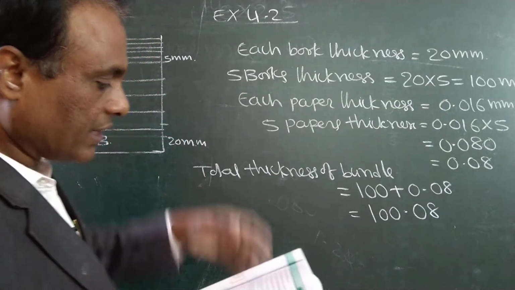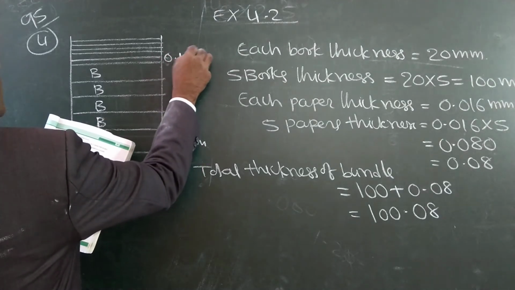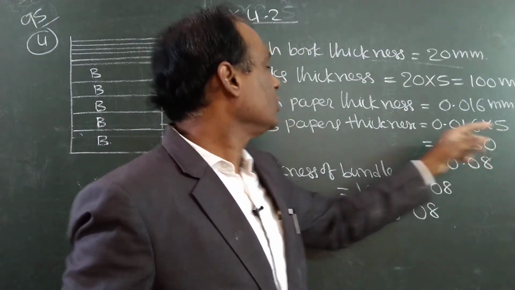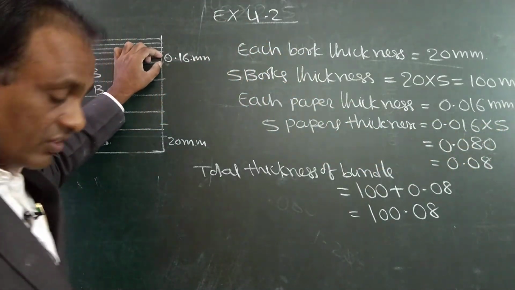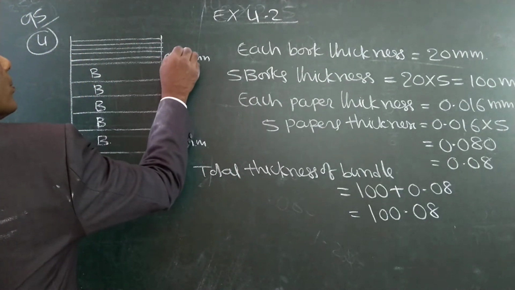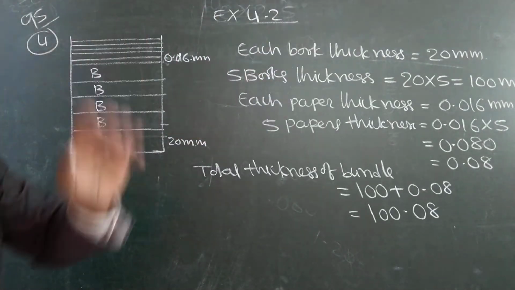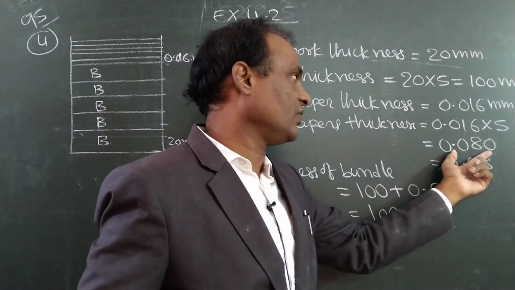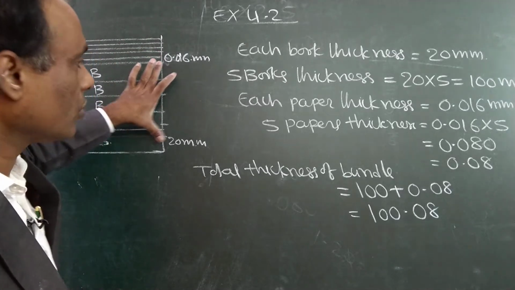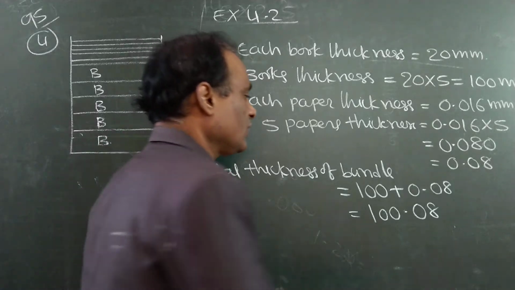Each sheet is not 5 mm. It is 0.016 mm. And we have 5 sheets. So 0.016 into 5. How many sheets do we have? 5 sheets, 1, 2, 3, 4, 5 as per the question. So multiply with 5. This is the answer. Papers plus books. Books is 100. Papers is 0.08. Add these two. So this is the answer.